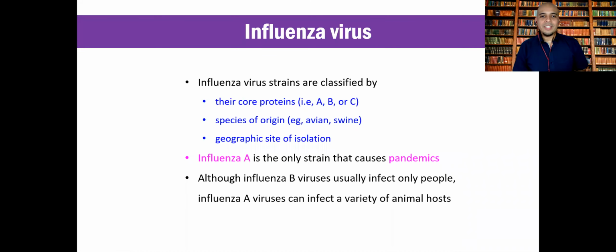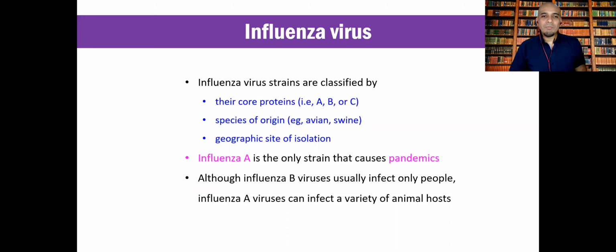Influenza virus infection is a highly contagious airborne disease that causes acute febrile respiratory illness and results in variable degrees of systemic symptoms ranging from mild fatigue to respiratory failure and death. Influenza virus strains are classified according to their core protein, species of origin, and geographical site of origin.